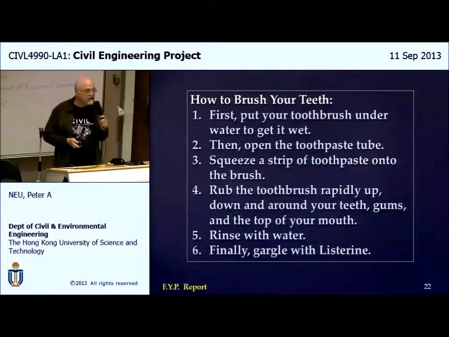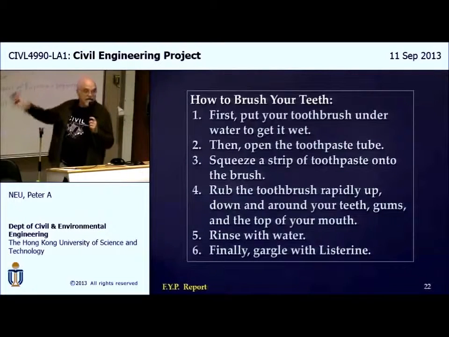How to brush your teeth. Does anyone not know how to brush teeth? Okay. Everybody knows. Raise hand, you know. You can see this is a set of instructions because it looks like a set of instructions.